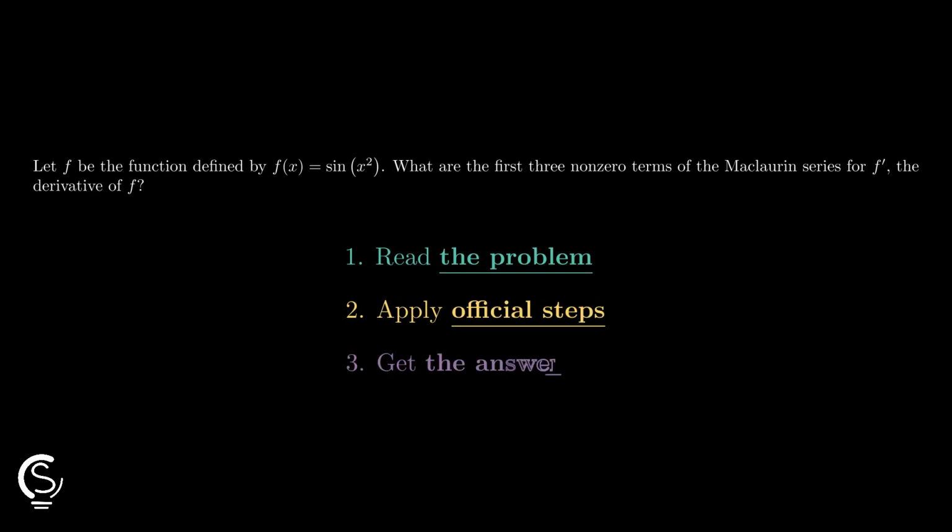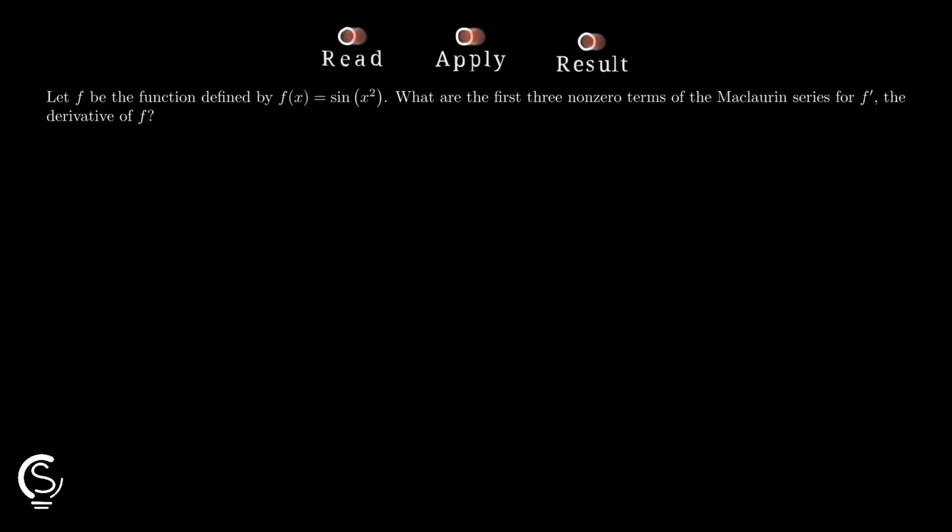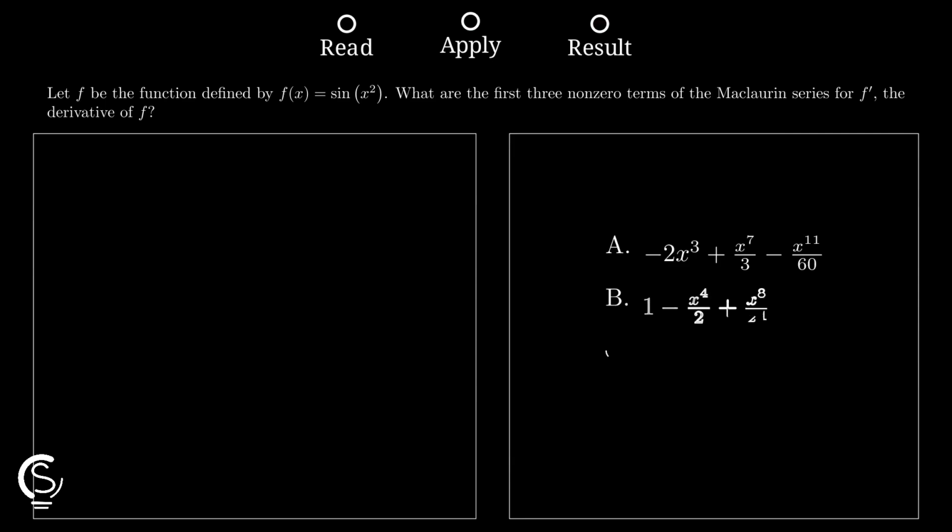Let's level up. Finding the Maclaurin series for the derivative of sine of x squared is actually super fast if you follow these simple steps right now. Substitute x squared into the standard sine series. This yields x squared minus x to the 6th over 3 factorial plus x to the 10th over 5 factorial.